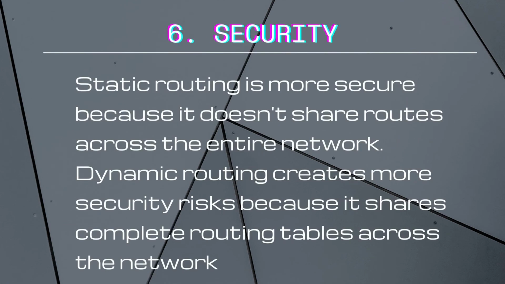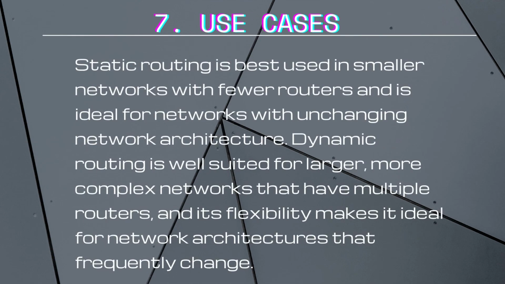Sixth is security. Static routing is more secure because it doesn't share routes across the entire network. Dynamic routing creates more security risks because it shares complete routing tables across the network. Last is the use cases. Static routing is best used in smaller networks with fewer routers and is ideal for networks with unchanging network architecture. Dynamic routing is well suited for larger, more complex networks that have multiple routers, and its flexibility makes it ideal for network architectures that frequently change.